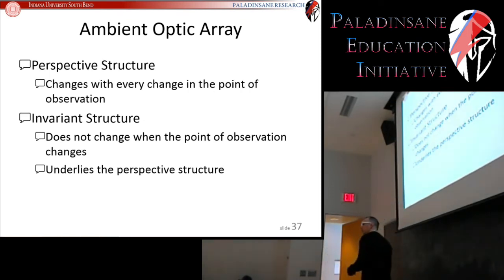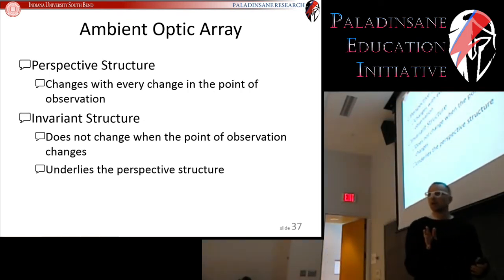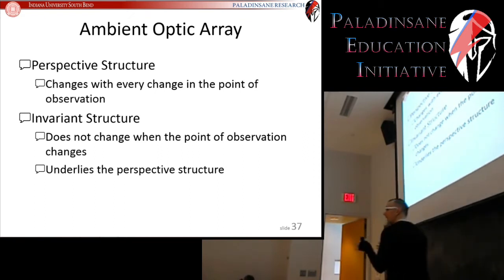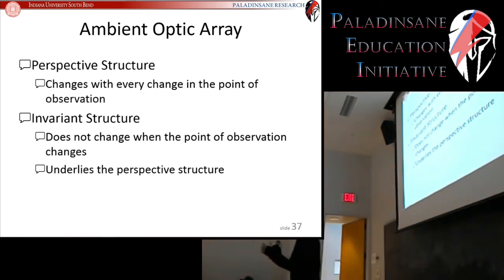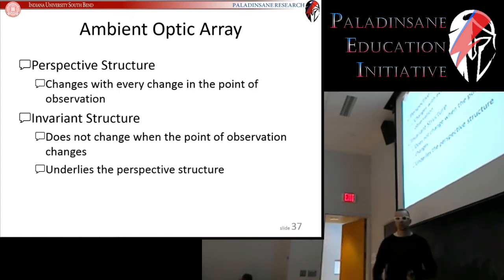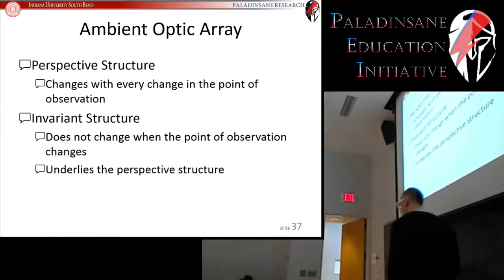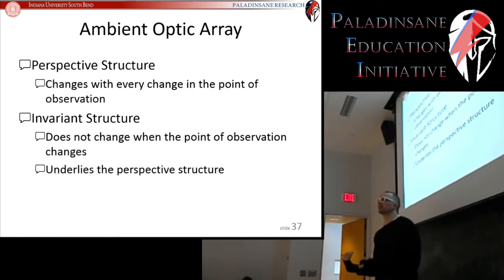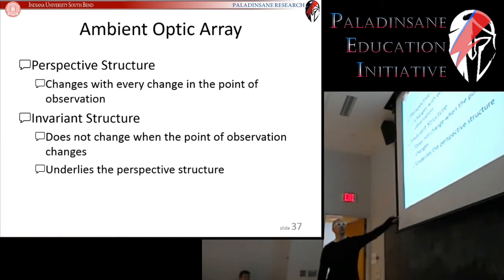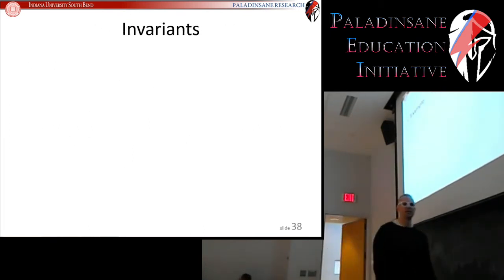That invariant structure is why, as I move through this classroom, people do not look like they're changing size. That invariant structure is why, as I go closer or further away, people don't look like they're shrinking or growing. It underlies the perspective structure. So it's easy to see the fact that the perspective structure changes as you move. It's a little bit more challenging, and this is one of the big challenges for ecological psychologists, to figure out what doesn't change, right? What doesn't change about the ambient optic array as you move through this environment, and that's where we get into the idea of these invariants.